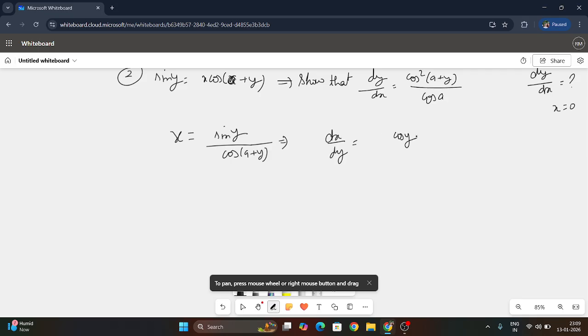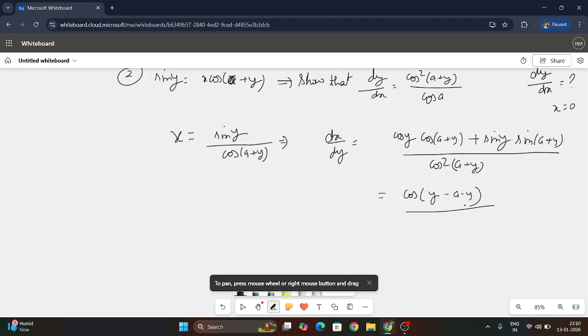So it is going to be cos y times cos(a + y), minus sin y times the differentiation of cos(a + y), which is minus sin(a + y), divided by cos²(a + y). Now you can apply the formula cos a cos b + sin a sin b, which is cos(a - b), divided by cos²(a + y). So you get cos(-a), and cos(-θ) is cos θ, so cos a divided by cos²(a + y).